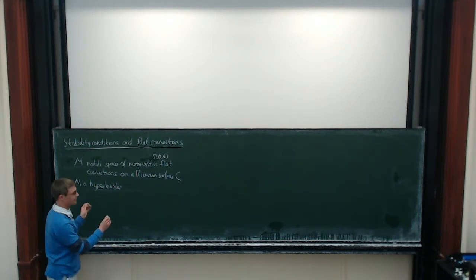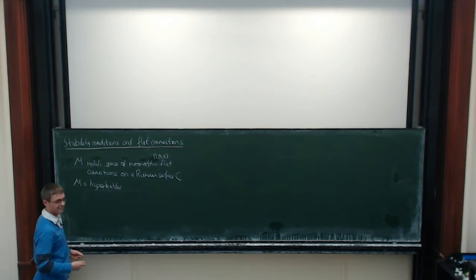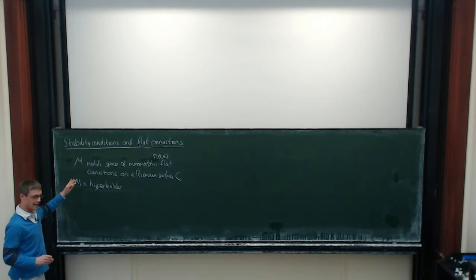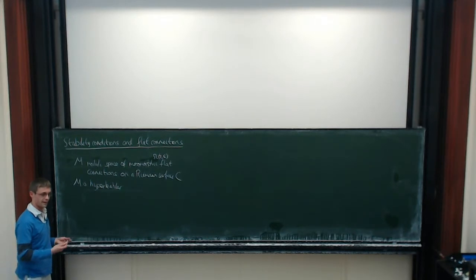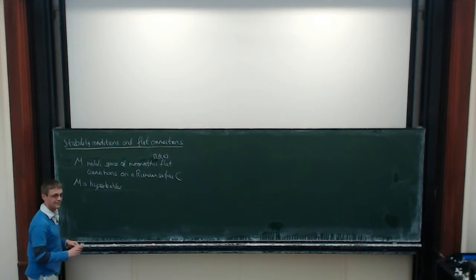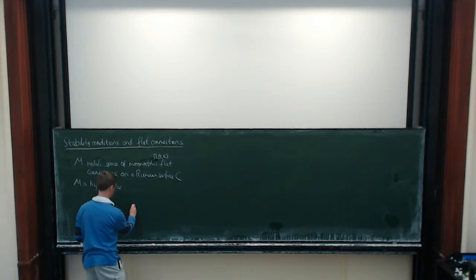Yeah, so I'm being rather vague here in this introduction. So yeah, you're right. To actually have a hyperkähler space here, I need to fix some choices of residues of these connections at the poles. But yeah, I guess we'll see that a bit better later.